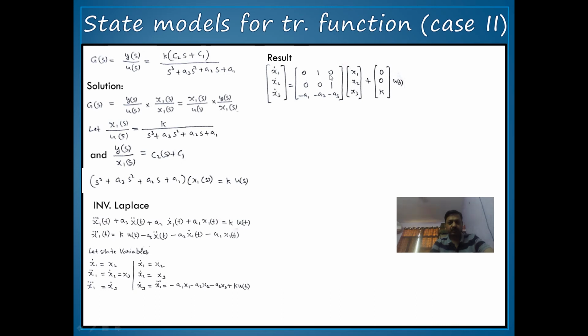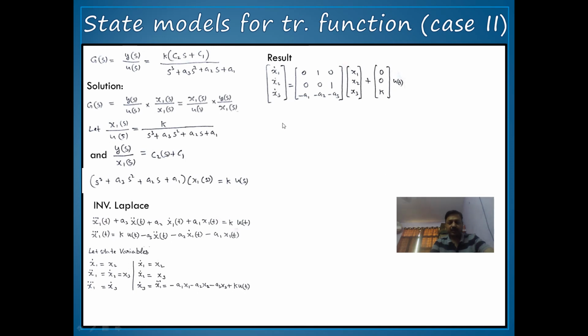So 0, 1, 0 represents the coefficients of x1, x2, x3 in the first equation, and in the second equation again 0, 0, 1, because there is no value of x1 and x2, therefore we put the value 0, 0. And in the third equation we are taking minus a1, minus a2, minus a3. These are the three coefficients of x1, x2 and x3. Now this 0, 0, k represents that u is only available in the third equation, and in the first two equations there is no value of u, that's why it is 0, 0, k.